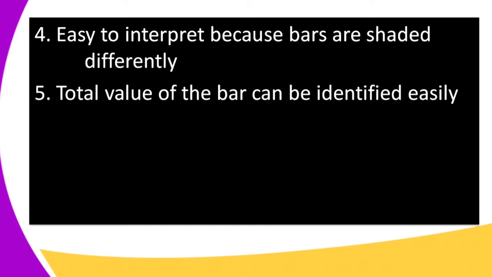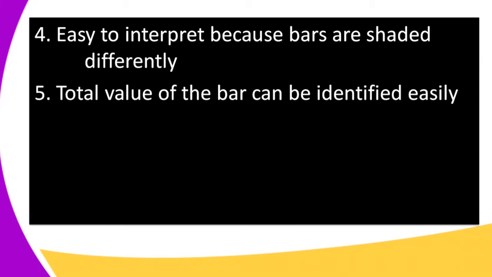Number 4, it is easy to interpret bars that are shaded differently. Shading the bars differently enables one to interpret what goes on in one component of the bar, what goes on in the other component of the bar. So you can say it is easy to interpret. For example, in 1990, coffee was below 2000. It is easy to give a certain digit to a certain crop.